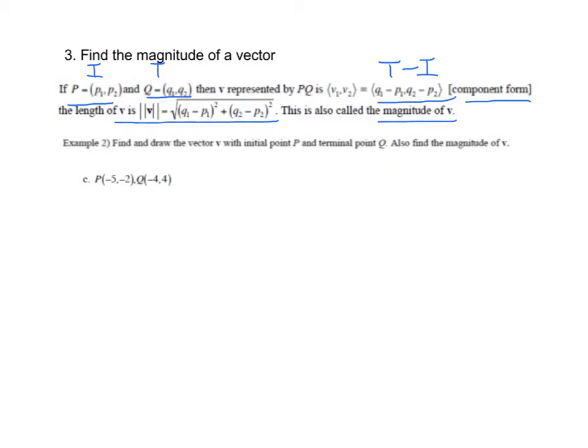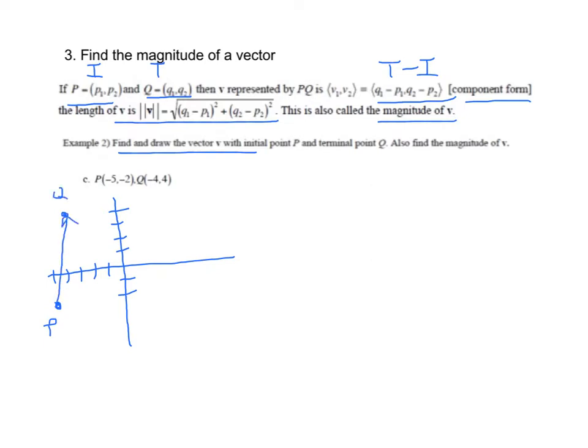So find and draw the vector v with an initial point P and terminal point Q, and find the magnitude of v. So really all that says is, find and draw vector v. So you would just draw these points. 1, 2, 3, 4, 5, 1, 2, here's this point, this is P. And then Q is at negative 4, 4. So here, that's Q, and so you would have this vector right here.